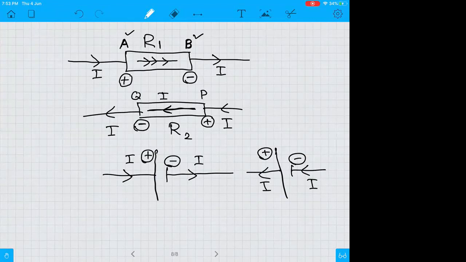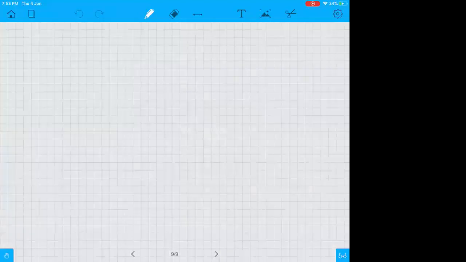However, for resistors, current is always from the positive terminal, the high potential terminal, towards the low potential terminal. Now, how will you calculate the potentials on the two sides of a single resistor? Just for example, let's solve an example.